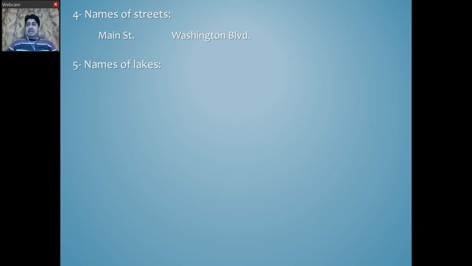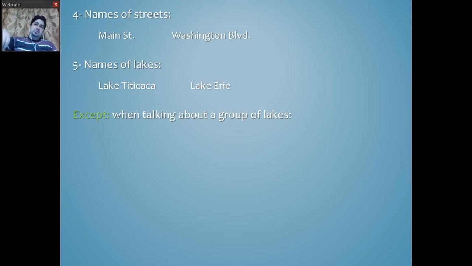Number 5, names of lakes, like Lake Titicaca, which is in South America, in some place there, or Lake Erie, which is a lake in North America. So we don't use the here. We don't say the Lake Titicaca, just Lake Titicaca, and that's it. Also, we have an exception here, like in the case of countries. When we have a group of lakes, now we can use the, you see, because there are many lakes. Like when we say the Great Lakes, okay, these are in America and Canada, somewhere up there.